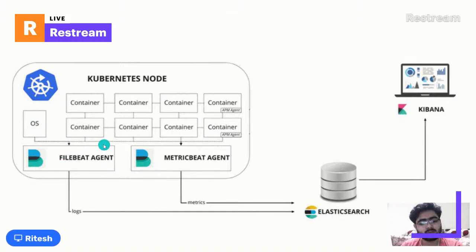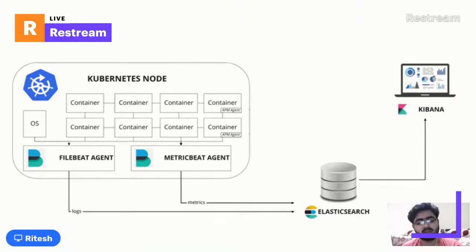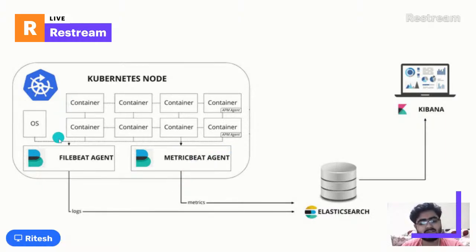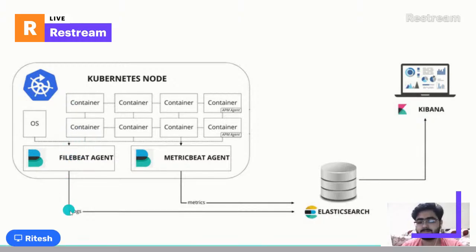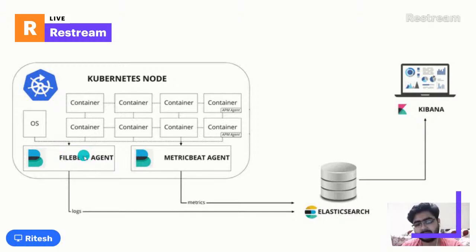What will Filebeat do? It will collect the logs. You can consider it the Filebeat agent. Filebeat is used to collect the logs. Metricbeat is used to collect the metrics. We will collect the logs from the container using Filebeat. Then we will collect the metrics of the container. Let's say in the container there are multiple applications running. Let's say you are running a Node.js application, or a Django application.